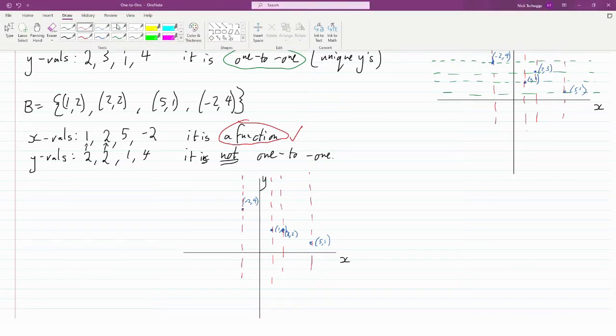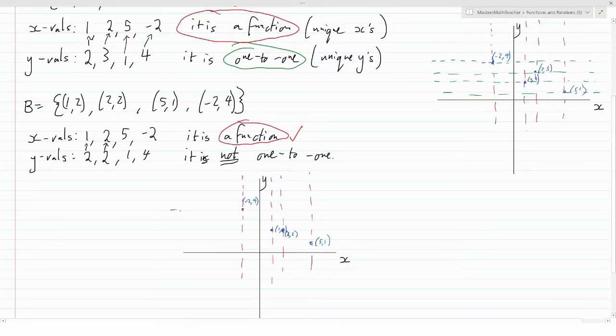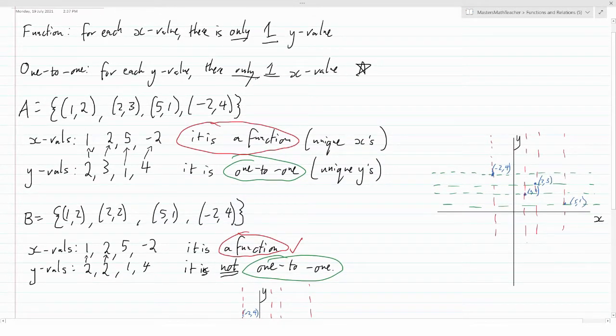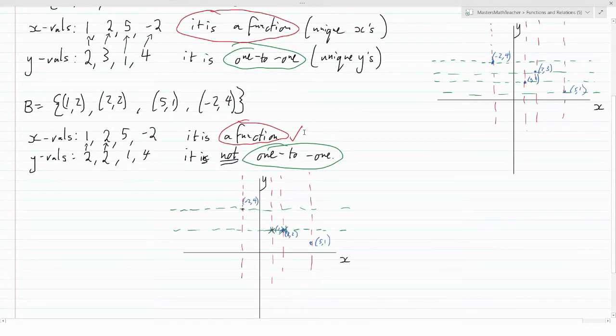But then if we pull out our green marker, and we start to draw the horizontal lines. Okay, that one's good, that's fine. But then if we go here, we hit it once, and then we hit it twice. So that is not a one-to-one because we've hit it twice, okay? It is not unique. Remember, by the definition, for each y value, there is only one x value, okay? So that's how we can see that.